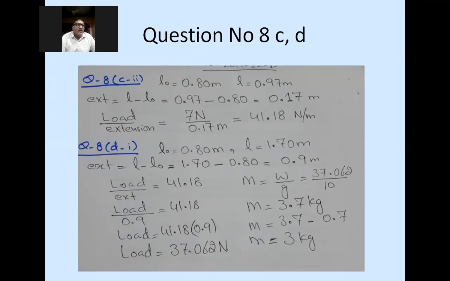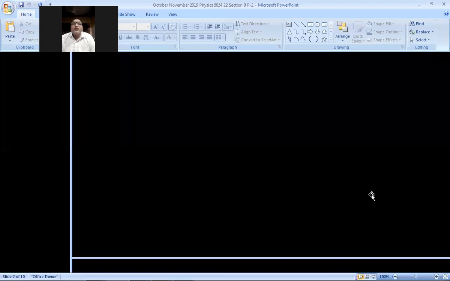Now the load divided by extension: the load is 7 Newton and the extension is 0.17 meter. So your final answer will be 41.18 Newton per meter. So that is the load to extension ratio. So it's a different question.